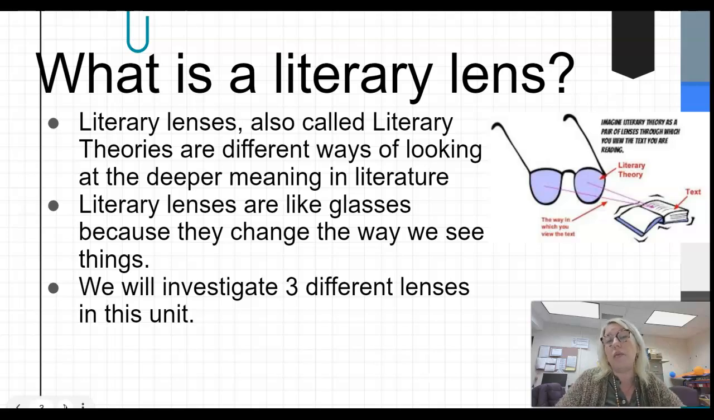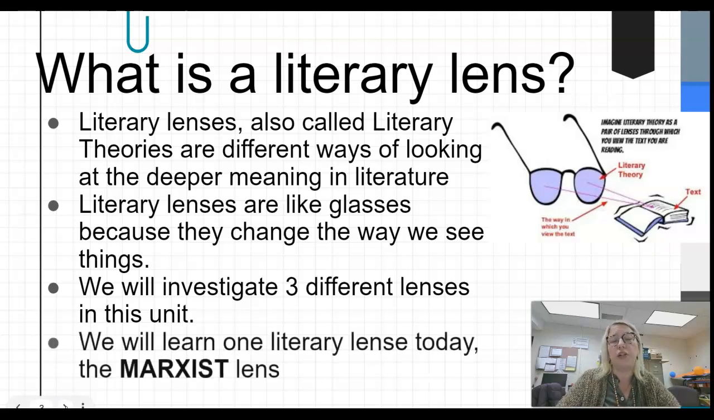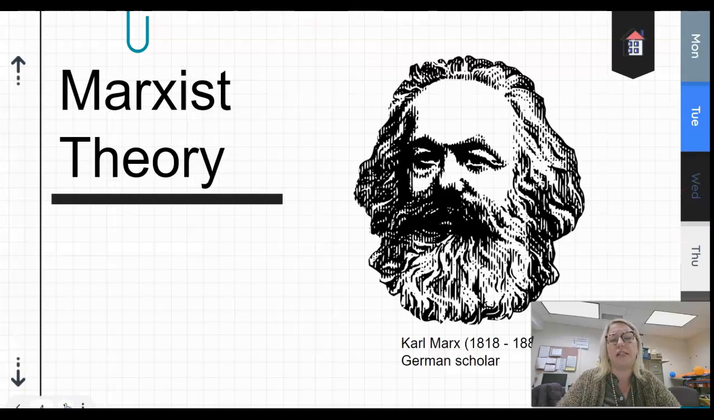But these 3 are really important, and they are 3 literary theories that really changed the way people started thinking about the world when the theory, before it was attached to literature, was first created. And so for this first unit, we're going to talk about the Marxist lens. Okay, it's a way of looking at literature through a certain, specific lens. So let's talk about Marxist theory.